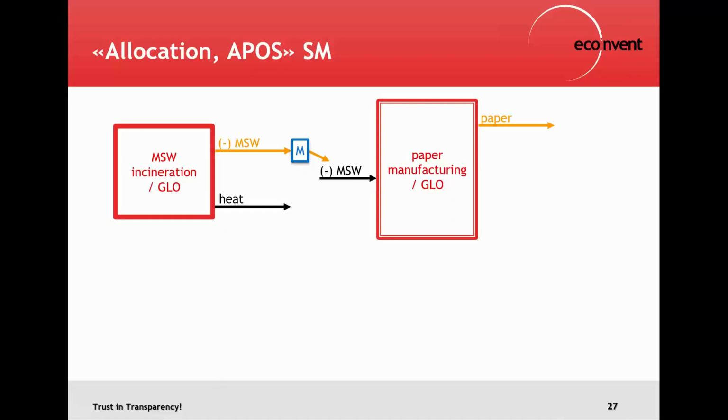Okay, let's look at an example, a simplified example. If we are looking here at the paper manufacturing, which produces municipal solid waste. Municipal solid waste will be disposed and treated with municipal solid waste incineration. And municipal solid waste incineration generates heat, also electricity, but this is a simplified example. I'm just considering a few elements.